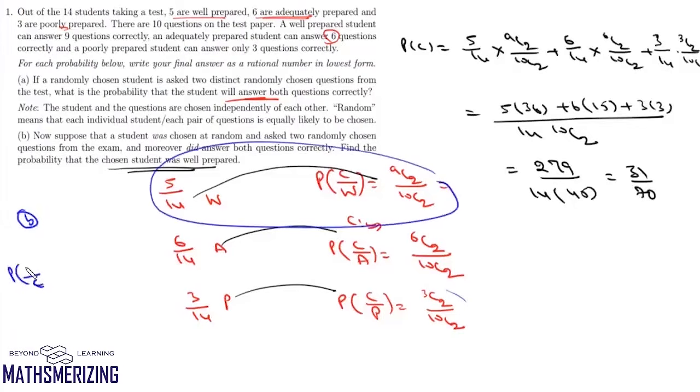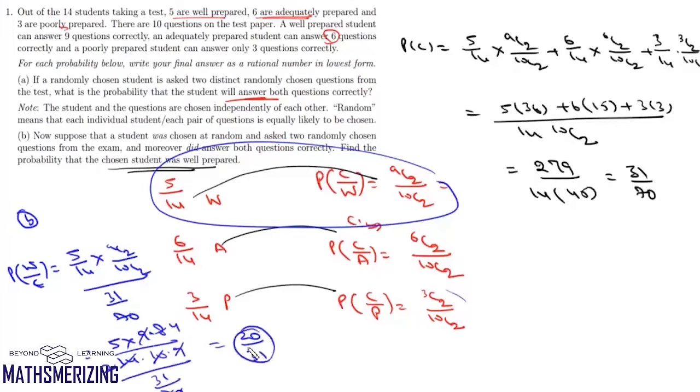If the questions are answered correctly, then the student is well prepared. It will be 5 by 14 into 9C2 upon 10C2 upon 31 by 70. So it will be 20 by 31.